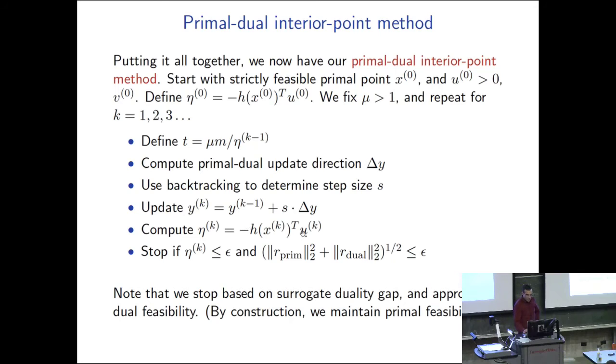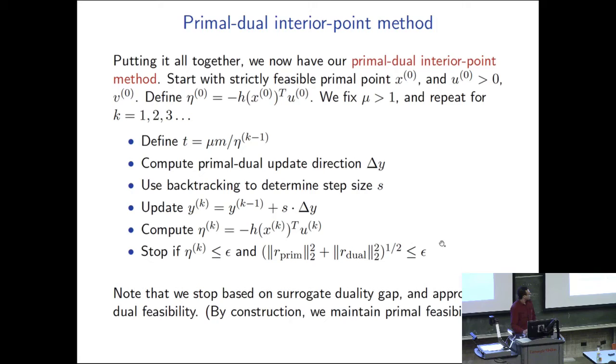We'll compute the surrogate duality gap again, which is this, the minus sum of ui hi evaluated at our current iterates. And instead of continuing on with these Newton updates, we're actually just going to stop with that one Newton update and update t. So go back to the first step here, update t.